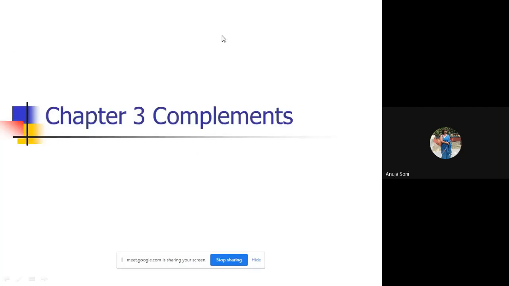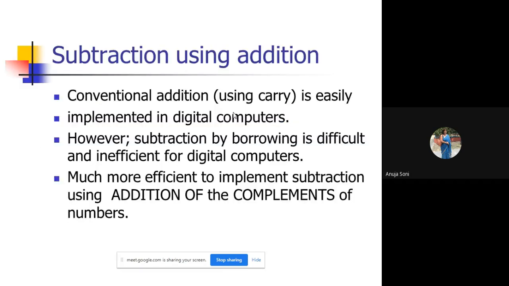So this is your next topic from the third chapter, complements. I already have explained to you the significance of the complements. Conventional addition, which is done using the carry, is easily implemented in digital computers. I told you earlier that addition is performed with the help of adders. However, subtraction by borrowing is difficult and inefficient for digital computers, and it is much more efficient to implement subtraction using addition of the complements of the numbers. So this is an efficient manner to use complements to perform the subtraction operation.